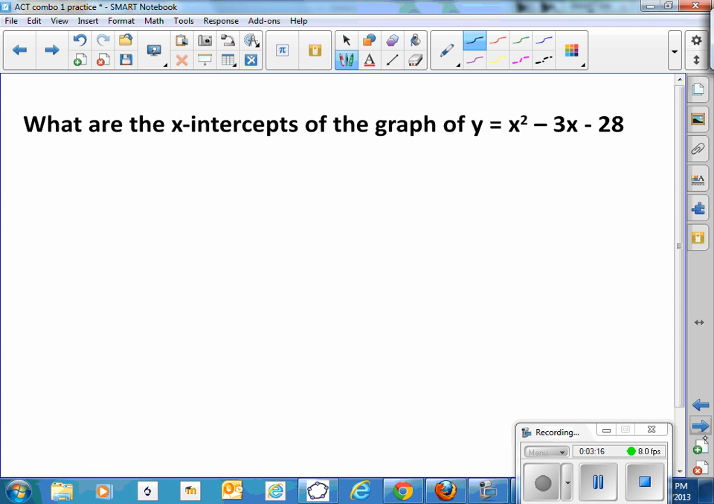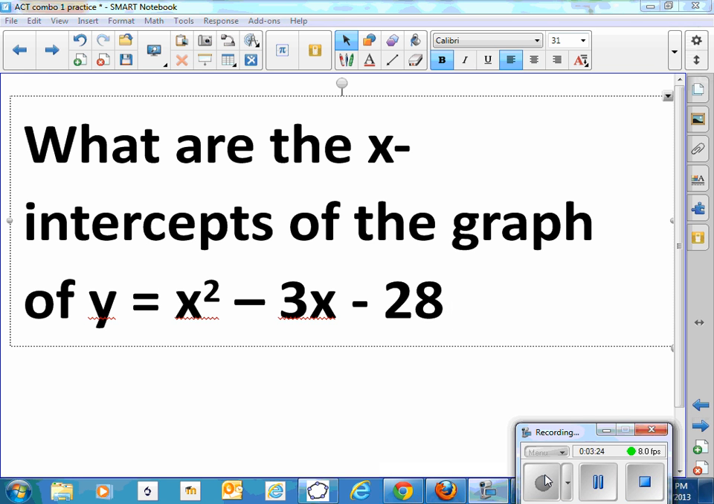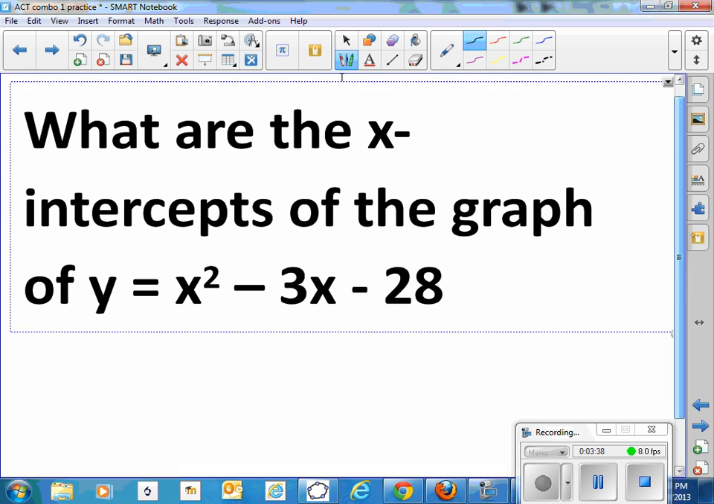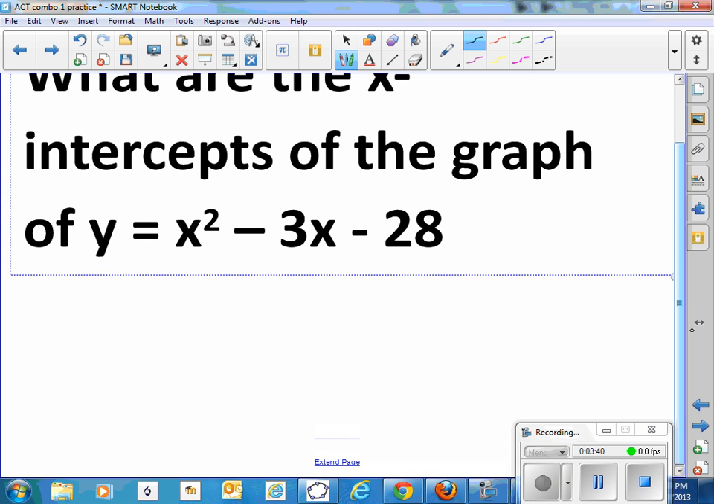What are the x-intercepts of the graph of y equals x squared minus 3x minus 28? Here, I'll make that a little bigger. Well, x-intercepts, when you cross the x-axis, the value of y is 0. So we're looking for the case where that equals 0.